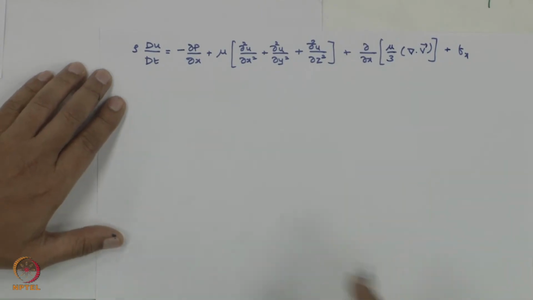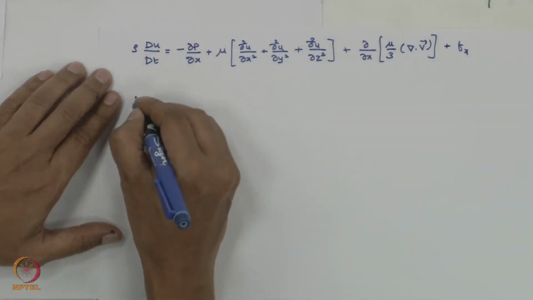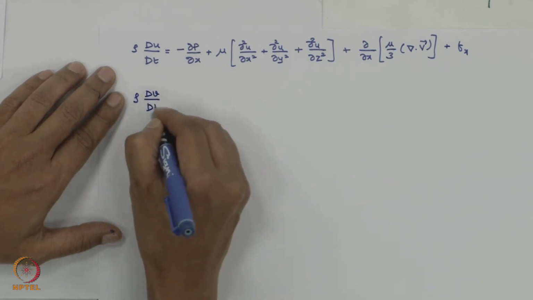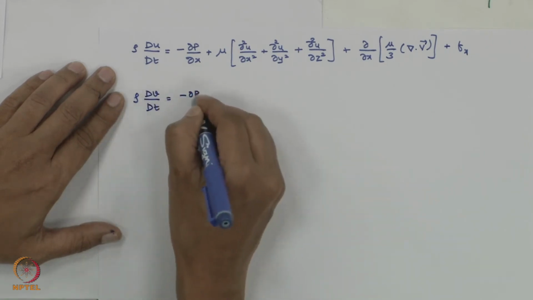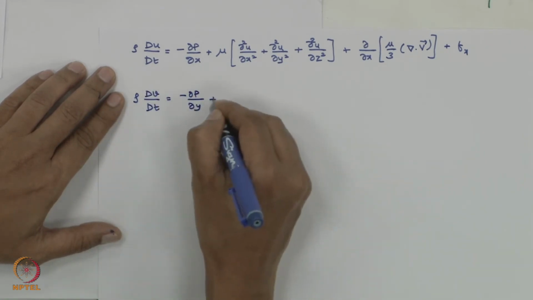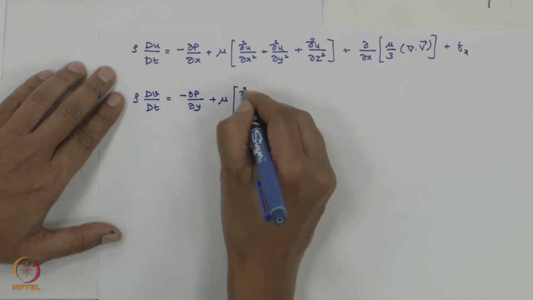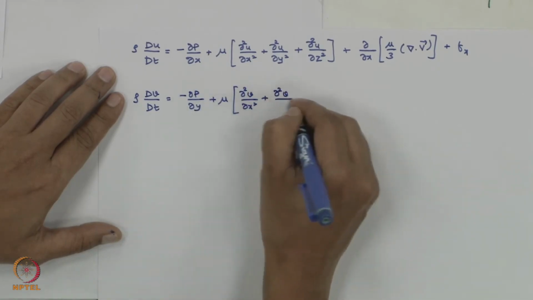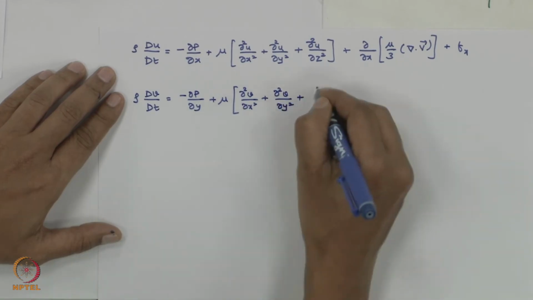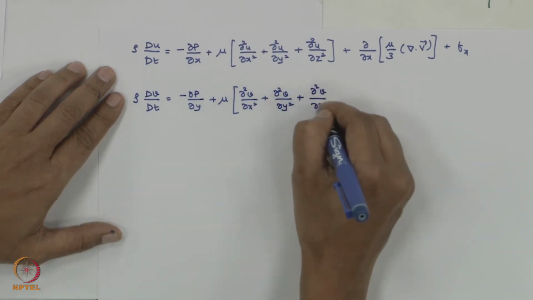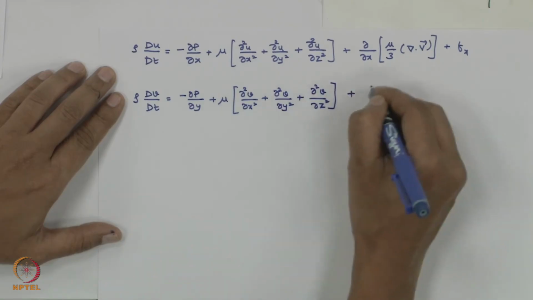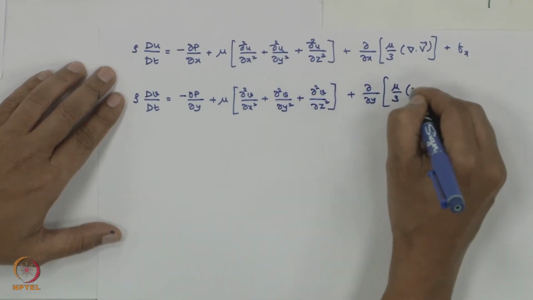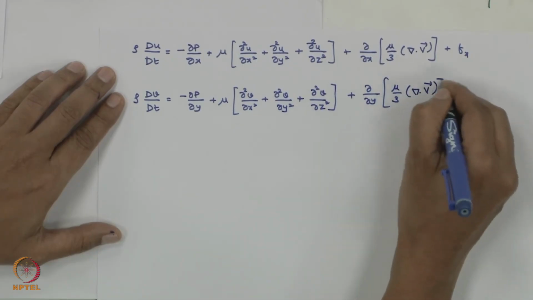So we can write similarly the y momentum equation. So rho dv by dt is equal to minus del p by del y plus mu times del squared v by del x squared plus del squared v by del y squared plus del squared v by del z squared, plus del by del y of mu by 3 del dot v plus fy.